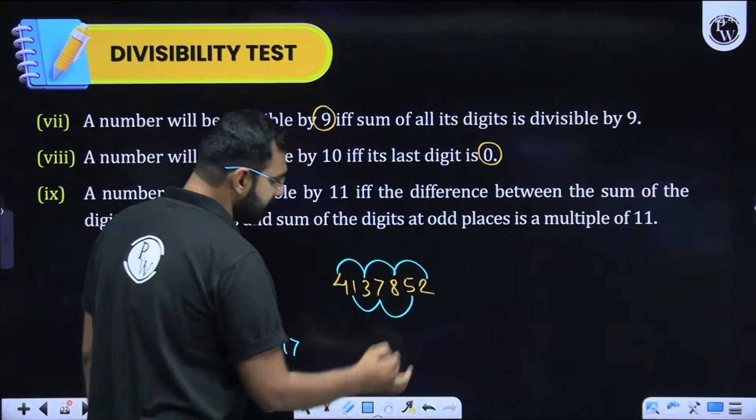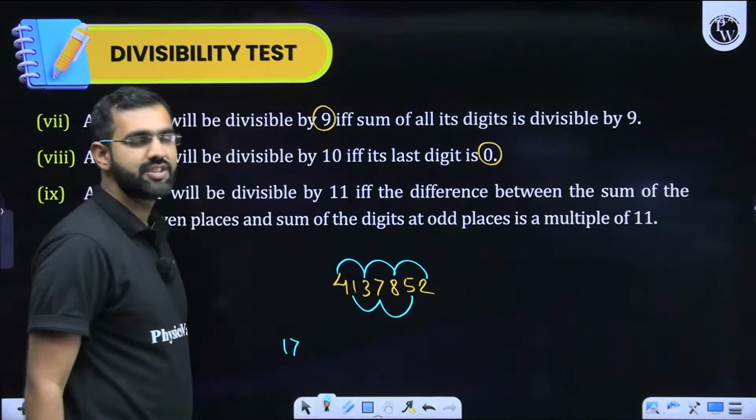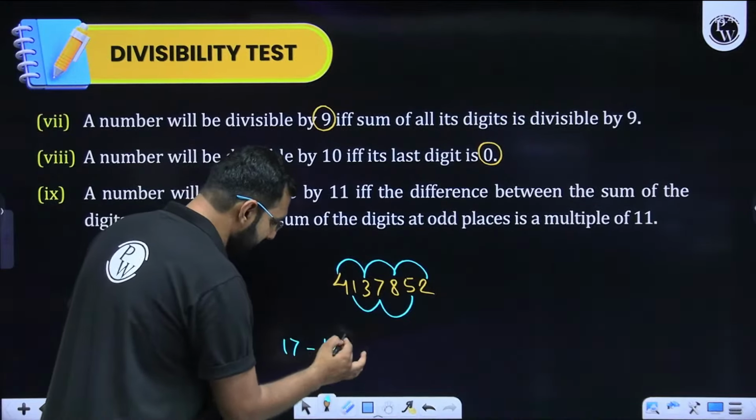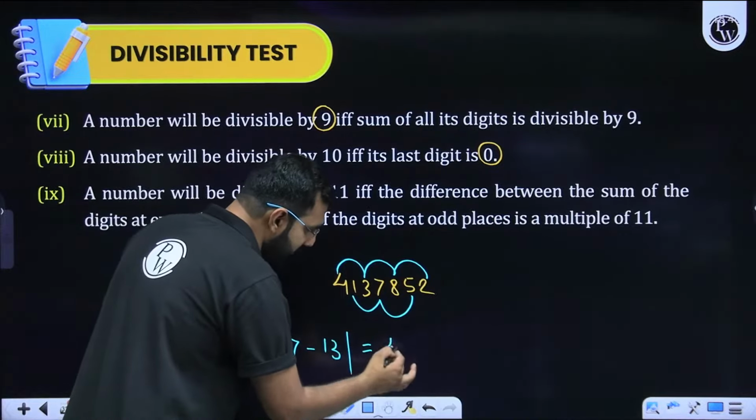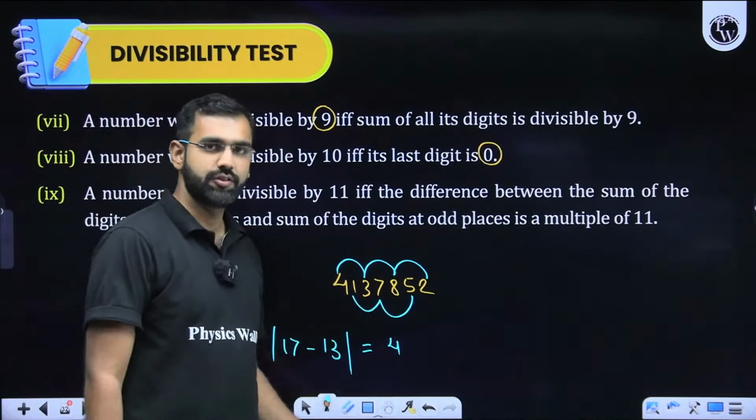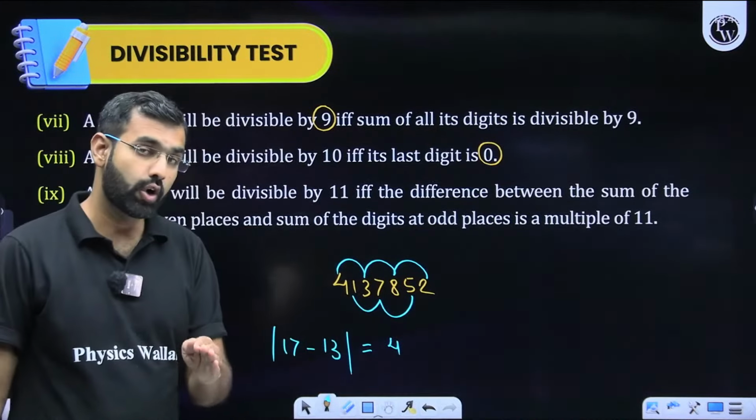Then take the alternate digit sum, which is what? 7 plus 8, 8 plus 5 is what? 13. So that is 13. And take the difference, I think the difference is found to be 4. Had I gotten this difference to be either 0 or a multiple of 11, I would say that this number is divisible by 11. But I've gotten the difference to be 4, hence I can very clearly say that this number is not going to be divisible by 11.